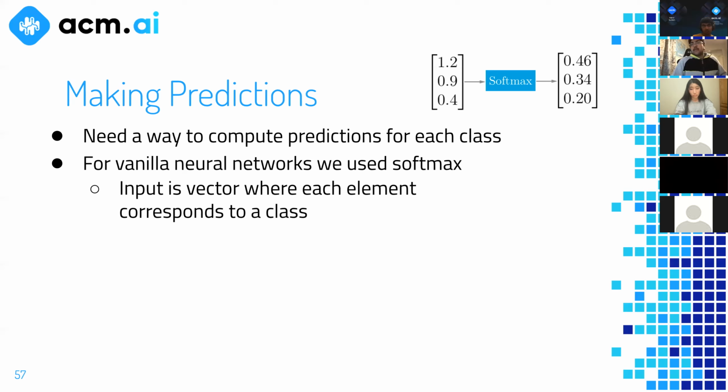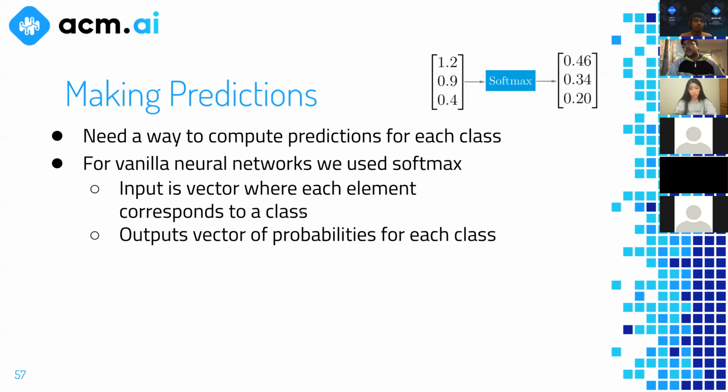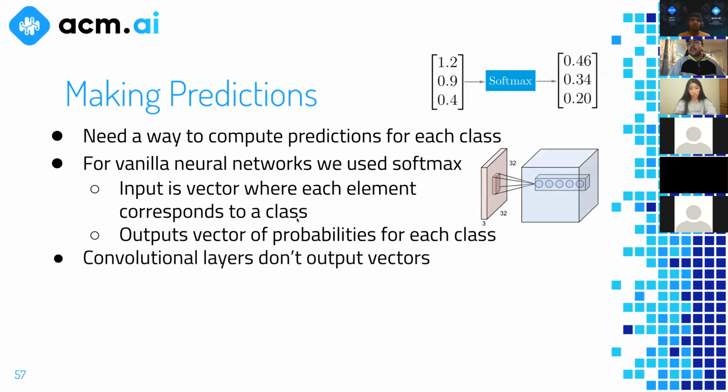So just jumping back to this, for vanilla neural networks, softmax was also used. We input a vector and we want each element to correspond to a class. In this example, let's say the right-hand side would be the probabilities of which classes the image corresponds to. So maybe 0.46 would be more for the first class than the second or the third class. So that could be one example. The output is a vector of probabilities for each class.